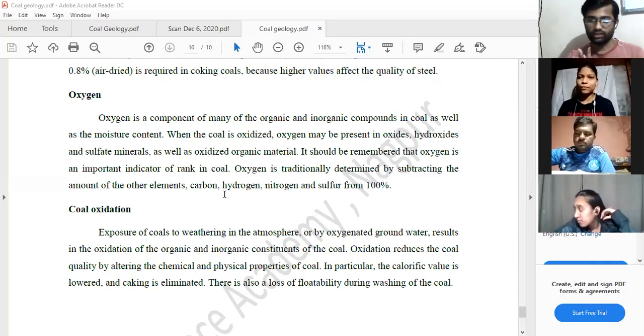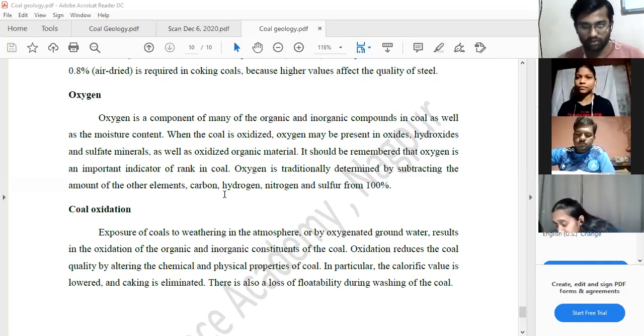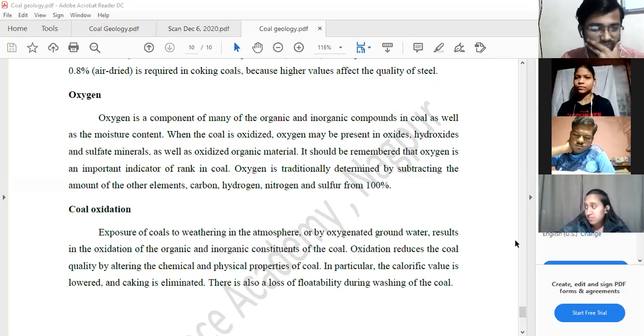The next thing is coal oxidation. Now tell me, is it good or bad? Coal oxidation. You know oxidation. What is oxidation? Anyone, a definition of oxidation?